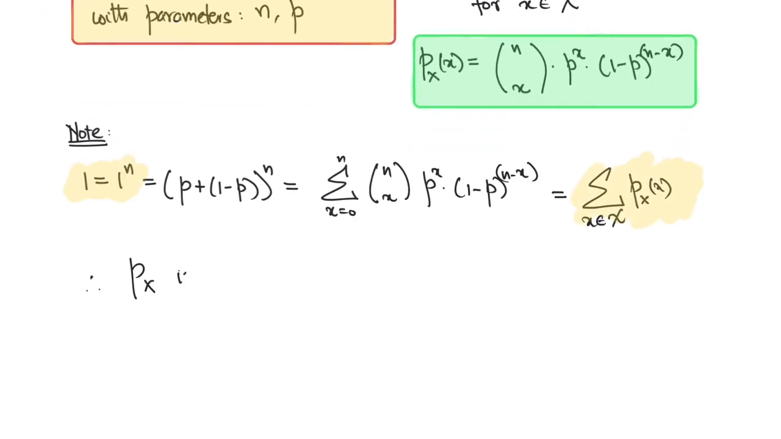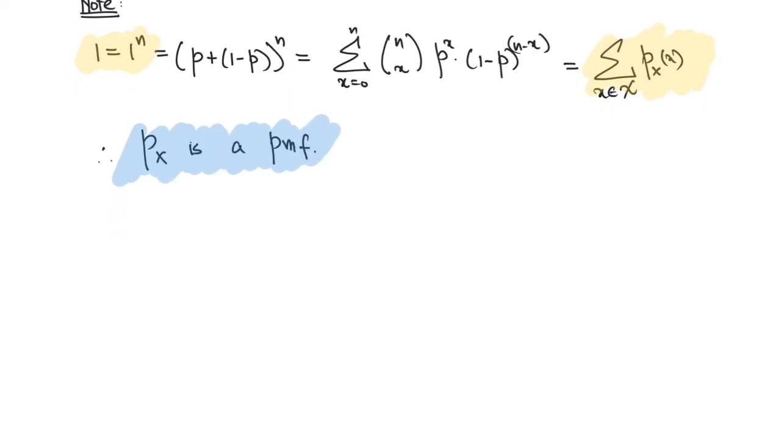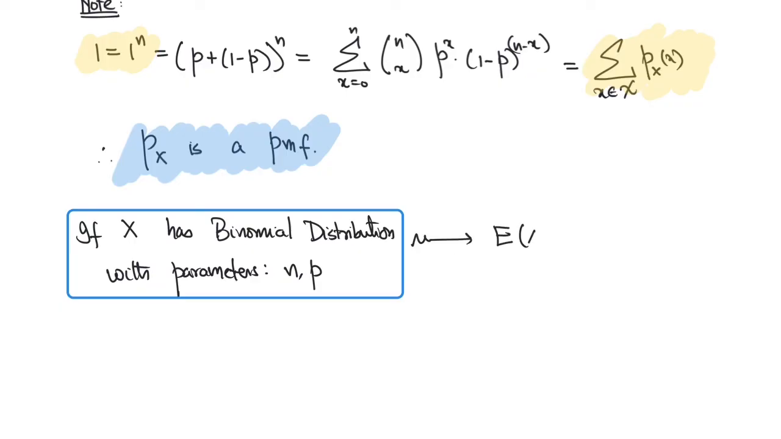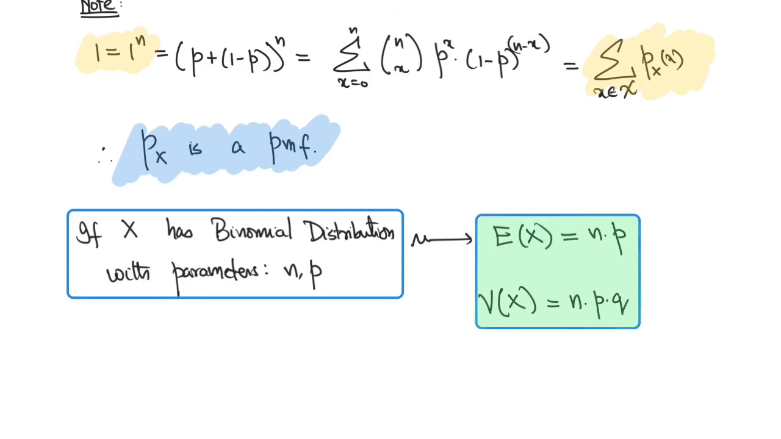When working with the binomial distribution, n is typically going to be the size of a sample, and p is going to be the probability of getting a success on every trial. So if X has the binomial distribution with parameters n and p, then the expected value of X is going to be equal to n times p, and the variance of X is going to equal n times p times q, where q equals 1 minus p.